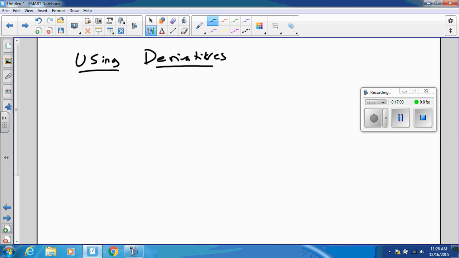Lines. Calculus. That's right. Okay. So using derivatives, we actually had several uses for derivatives. One of the most basic was to create a tangent line that approximates my curve.